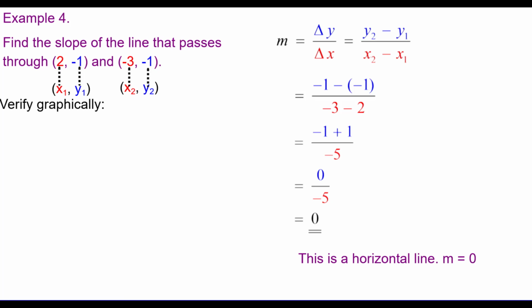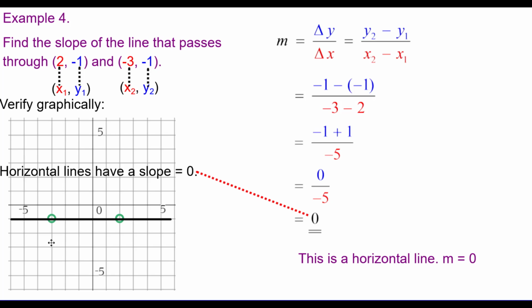Again, we'll verify it graphically. If you want to do that, pause. If not, here it comes. We plotted the 2 points, connected them, and saw that this is a horizontal line, and all horizontal lines have a slope of, you guessed it, 0.